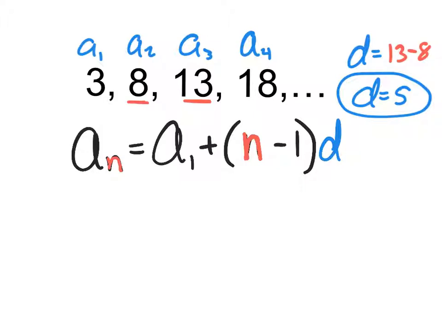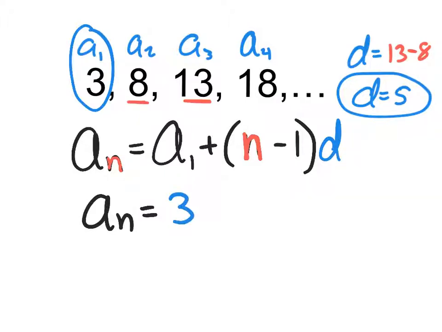Okay, so if they want the a sub nth rule, the formula or the equation that produces this sequence, it will be a sub n equals, what's a sub 1, guys? It's 3. So you really have 3 plus parenthesis n minus 1, close parenthesis. What's the common difference? 5, right? Ladies and gentlemen, this is your a sub nth rule.